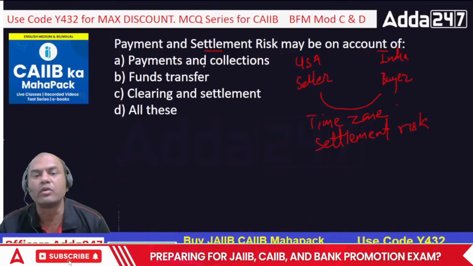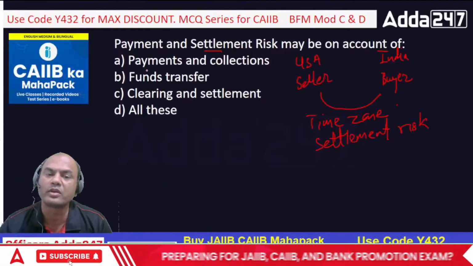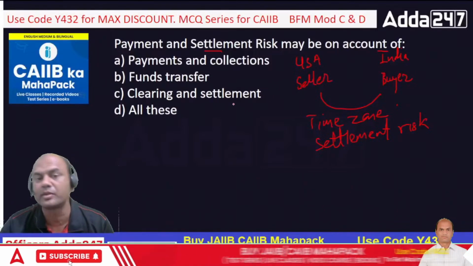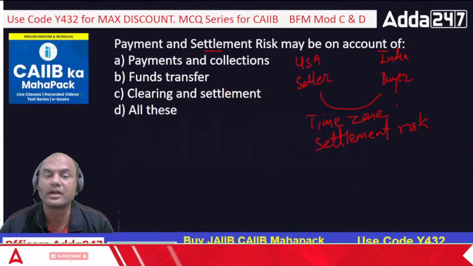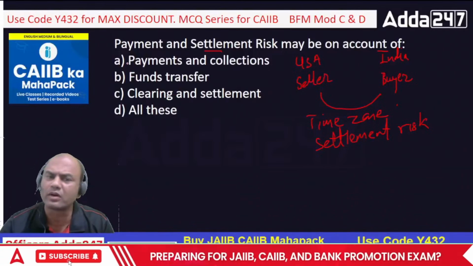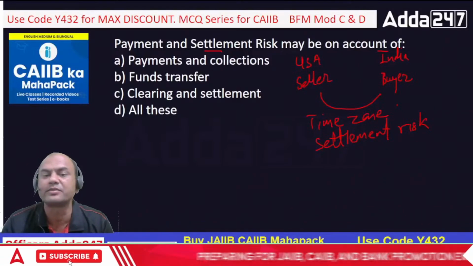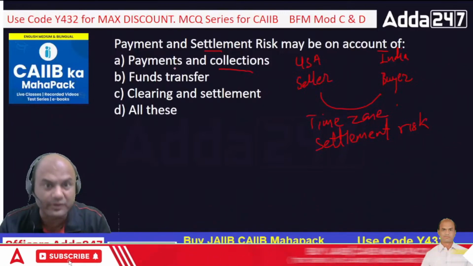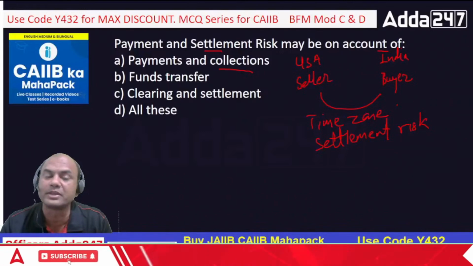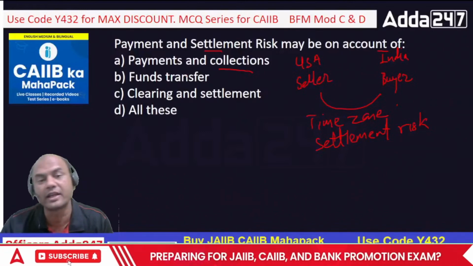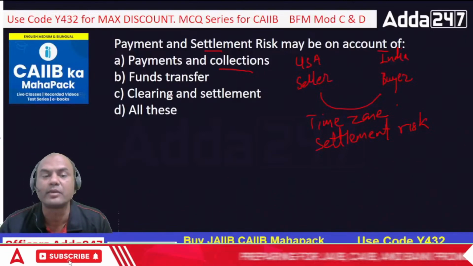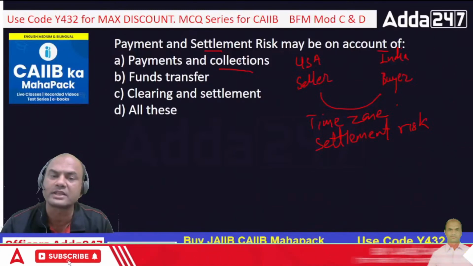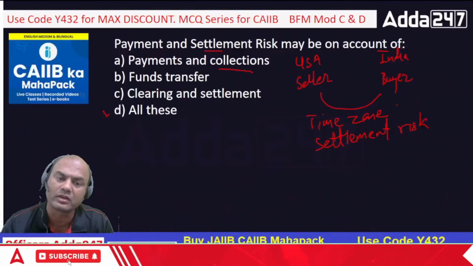Got it? So now, payment and settlement risk may be on account of what? Payments and collection, fund transfer, clearing and settlement, and all of these. So it can be of all these, because payment and collections, if there are no collections, then I'm having the settlement risk. If the fund transfer goes haywire, means if it doesn't function, then again I'll be having this. Clearing and settlement. What is clearing? Clearing is basically the method of collection, isn't it? The option is again all of these.